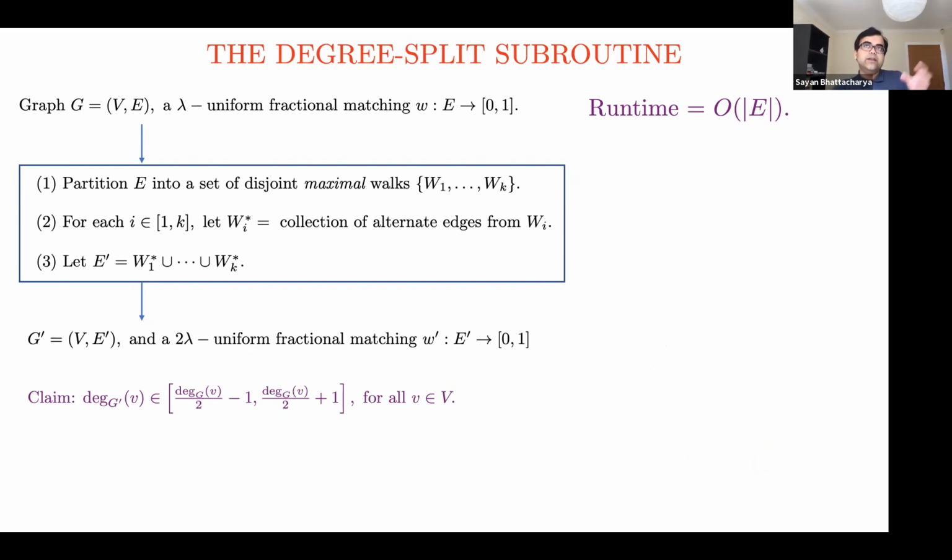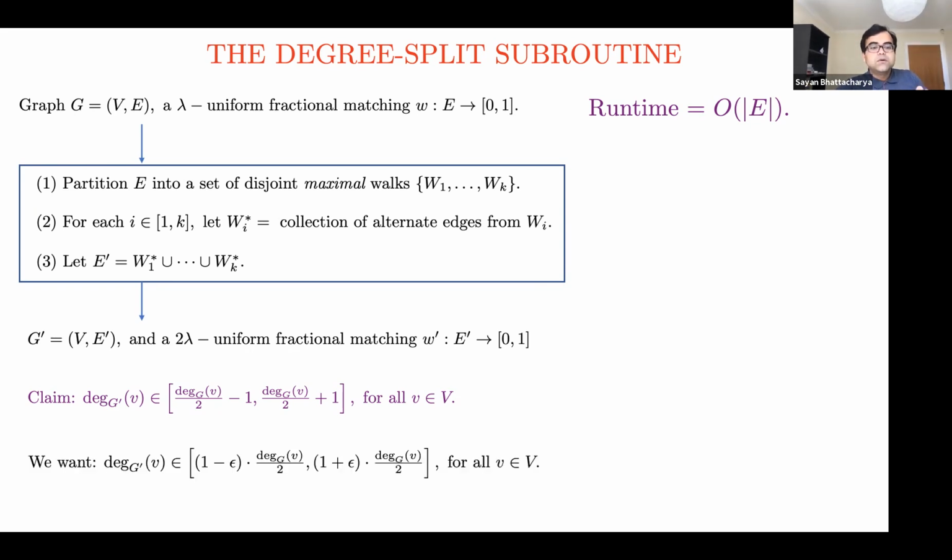And for the odd degree nodes, their degree in the resulting output, G prime, will be off from their initial degree by at most an additive 1 factor. So for all nodes V, the degree in the output is plus minus 1 of half times its degree in the initial graph. So that's the claim, and it's easy to verify this claim.